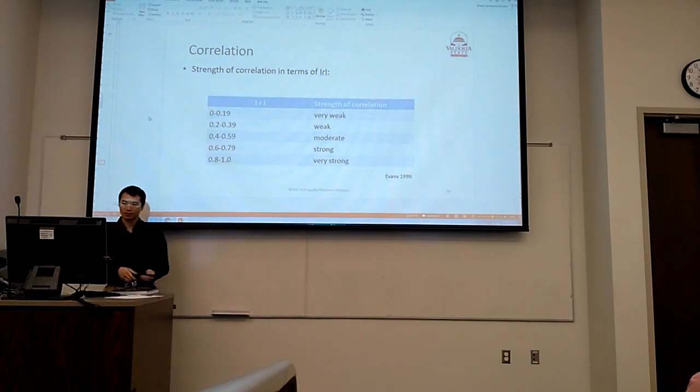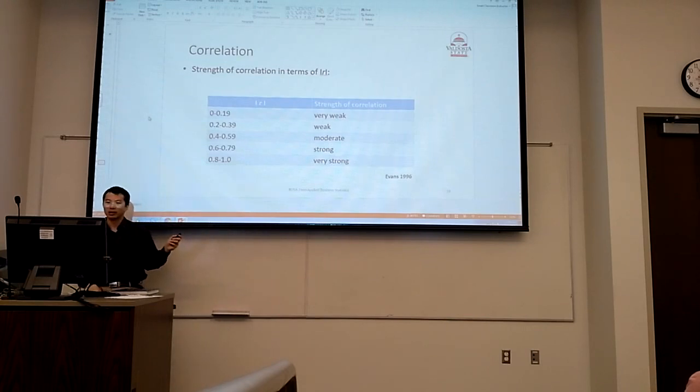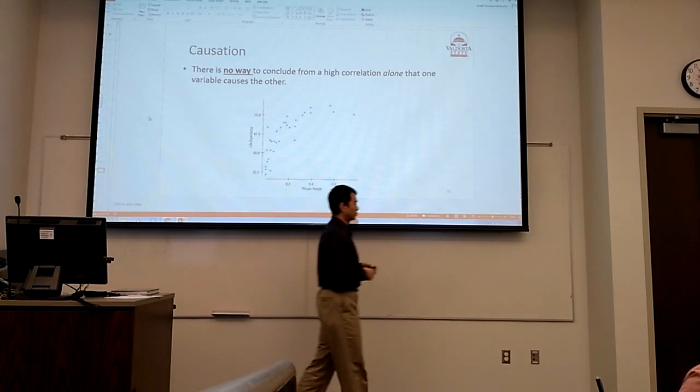So this is one instance, but as we discussed last class, it really depends on the application. So this table is not universal. It's just one instance. So let's start with the new topic today. Correlation.